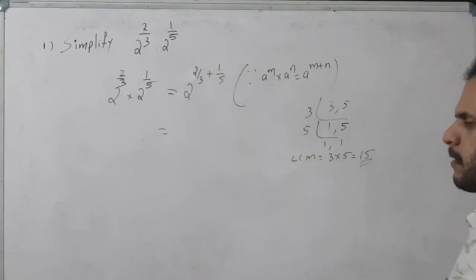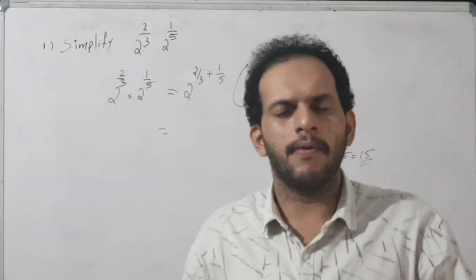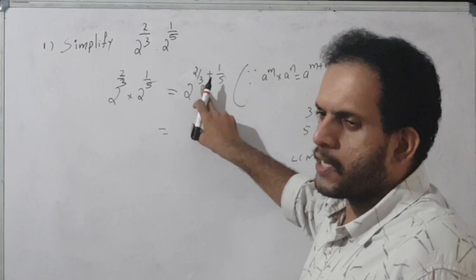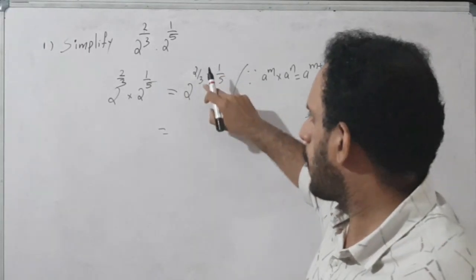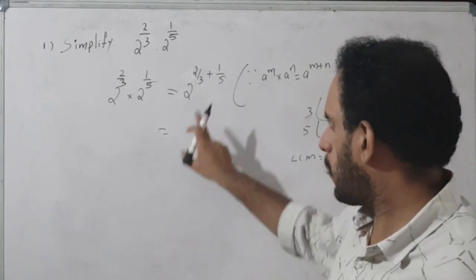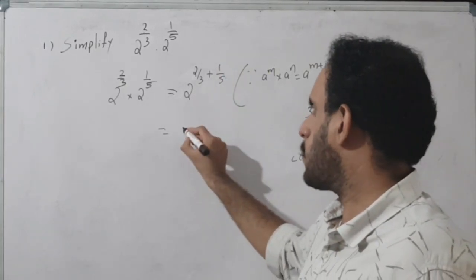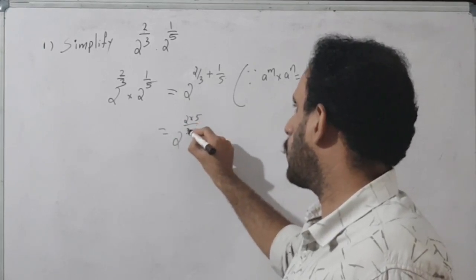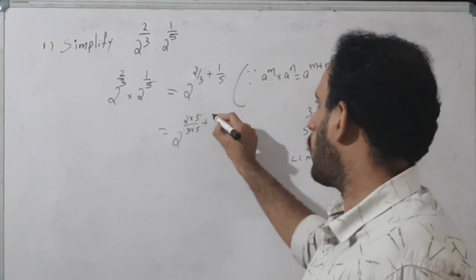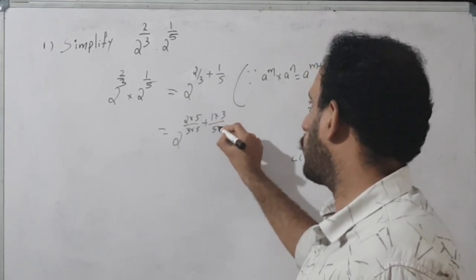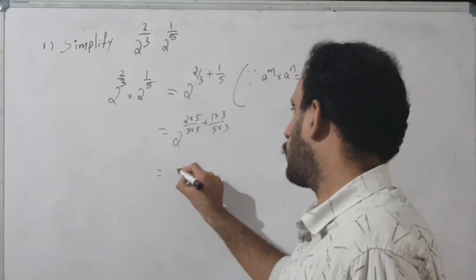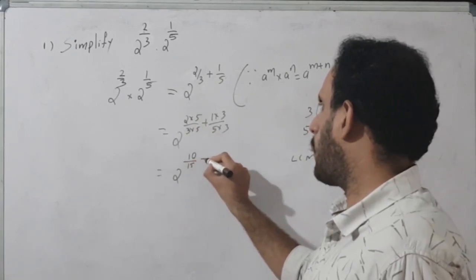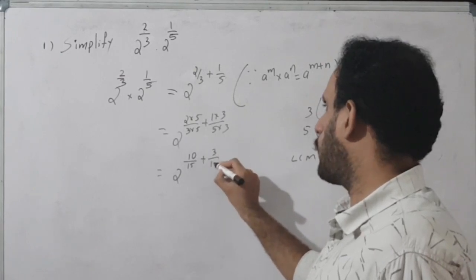What should we make the denominators of both? We should make them 15. So we think about how to make 3 into 15. It is possible to multiply by 5. So we multiply the numerator and denominator by 5. Here we multiply by 3. So the next step is 2 raised to 2 into 5 by 3 into 5 plus 1 into 3 by 5 into 3, which is equal to 2 raised to 10 by 15 plus 3 by 15.